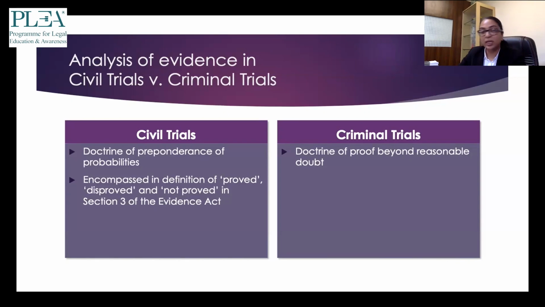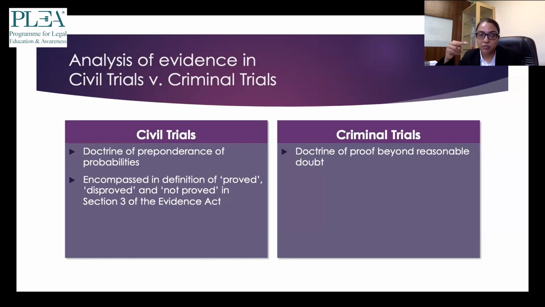Let us just quickly look at Section 3. I'll read it out. A fact is said to be proved when, after considering the matters before it, the court either believes it to exist or considers its existence so probable that a prudent man ought, under the circumstances of the particular case, to act upon the supposition that it exists. So either the court believes that that fact exists, or it considers its existence so probable that a prudent man would think that it exists. In such a case, that fact is said to be proved. So this is really what is preponderance of probabilities, not proof beyond reasonable doubt.